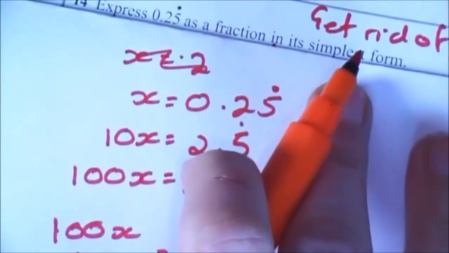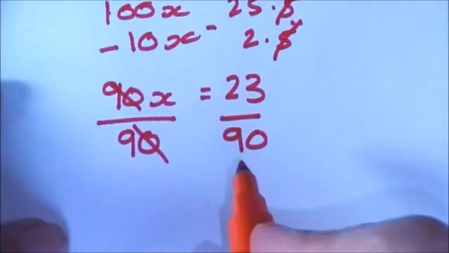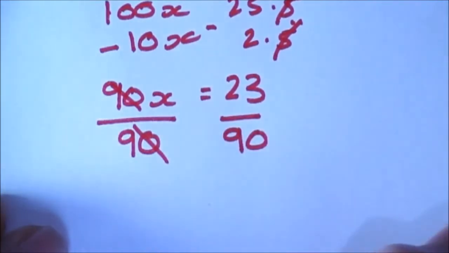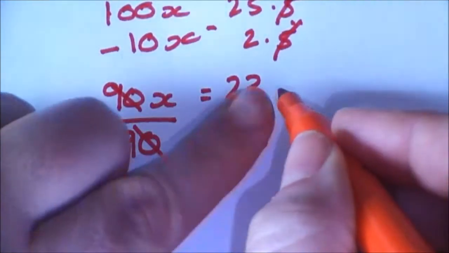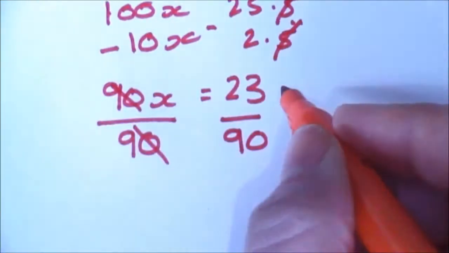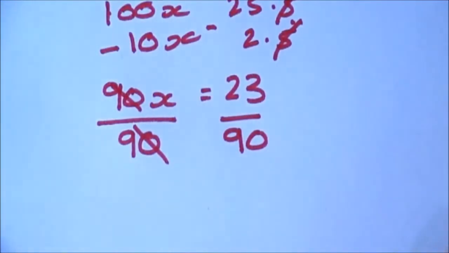Now, they did want it as a fraction in its simplest form. 23 doesn't simplify down. I know you might think 3 goes into both of them because it ends in a 3, but it doesn't. So that is the fraction in its simplest form.